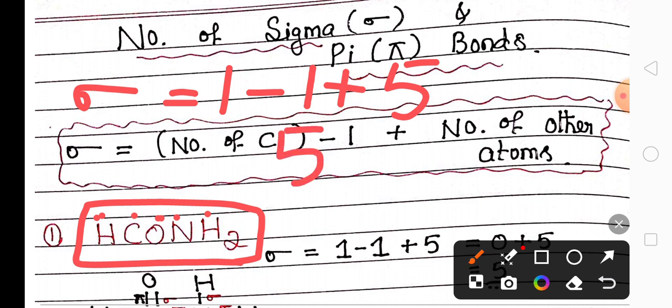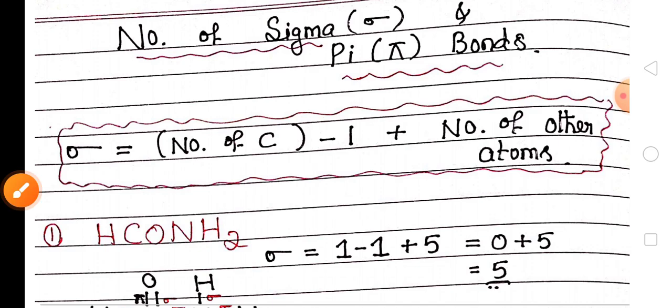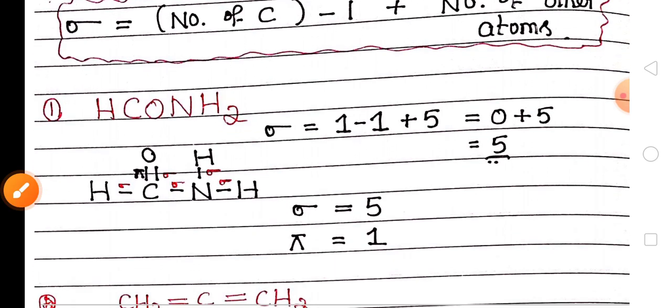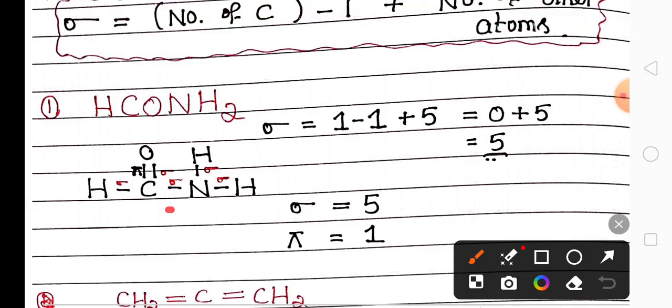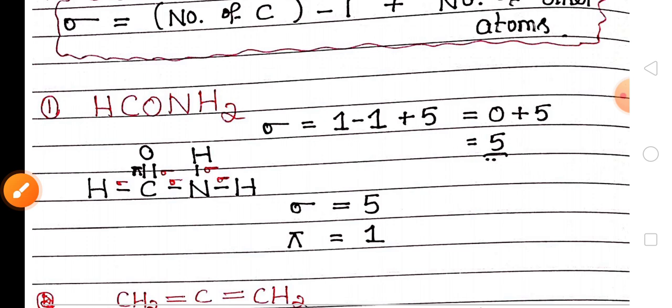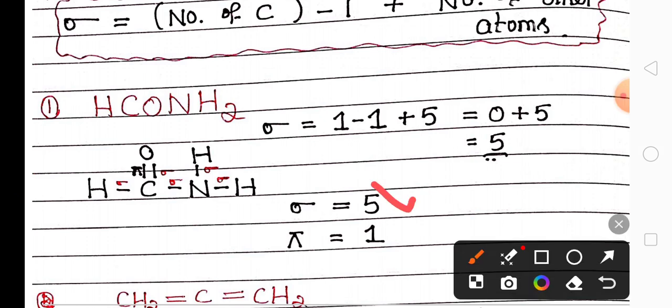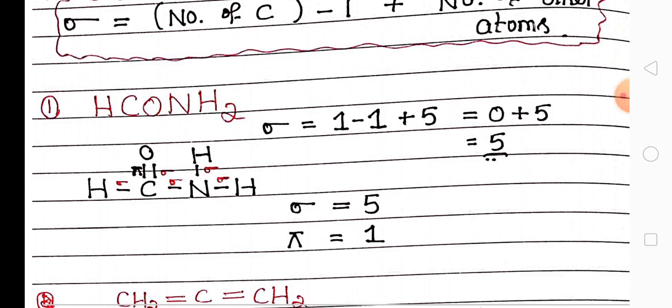So there are 5 sigma bonds, and to find out the number of pi bonds, we need to expand the structure. When we expand, we will come to know that between carbon and oxygen there is a double bond. One is sigma and one is pi. So in this compound, the number of sigma bonds is 5 and the number of pi bonds is 1.